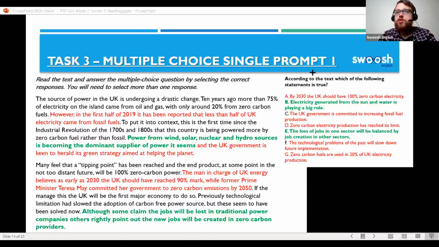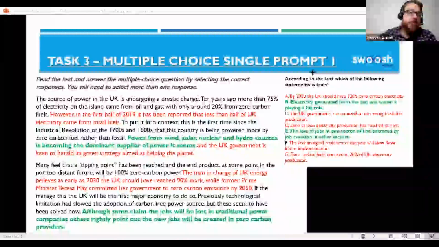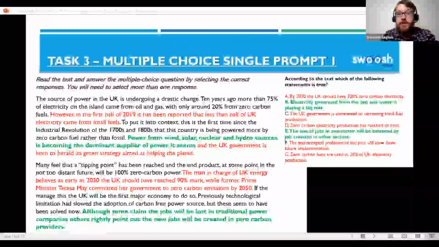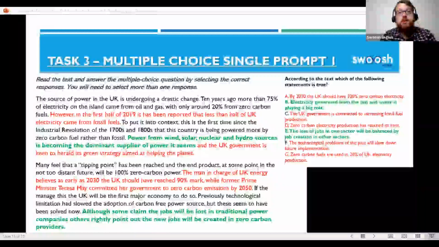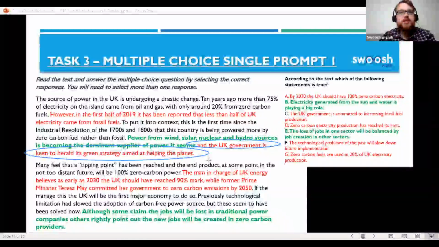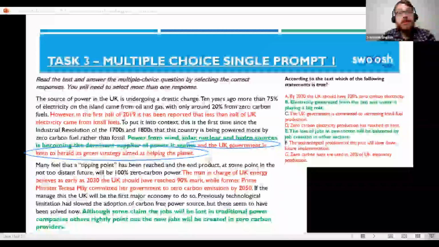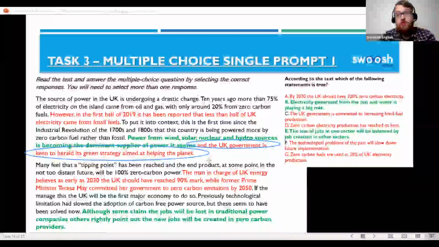What about C? The UK government is committed to increasing fossil fuel production. Well, that doesn't make much sense. Why were we talking about the UK reducing its fossil fuel production while simultaneously increasing its zero carbon production? It didn't make any sense to me. And of course, there is some information which directly supports that in the passage at the end of the first paragraph: the UK government is keen to herald its green strategy aimed at helping the planet. Green strategy obviously refers to renewable energy, deemed green energy versus brown energy, which is fossil fuel production. That directly contradicts the statement; we don't want to increase fossil fuel production, it wants to increase its green strategy.